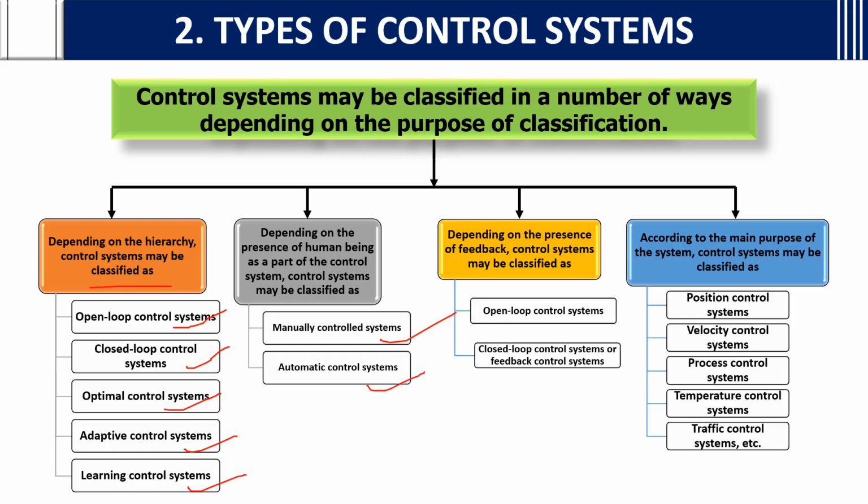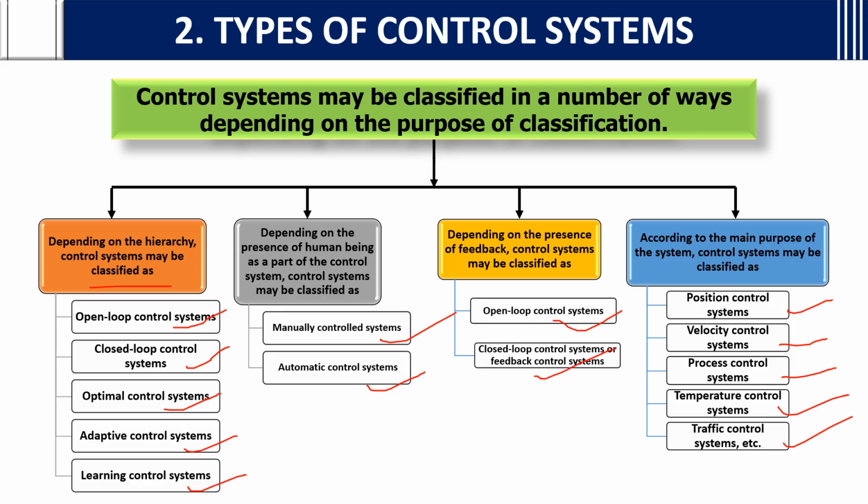Depending on the presence of feedback, control systems may be classified as having feedback or not. Open loop control system doesn't have any feedback, whereas closed loop control system or feedback control system has the presence of feedback. According to the main purpose of the system, control systems may be classified as position control system, velocity control system, process control system, temperature control systems, traffic control systems, etc. Like this, there are different control systems classified.